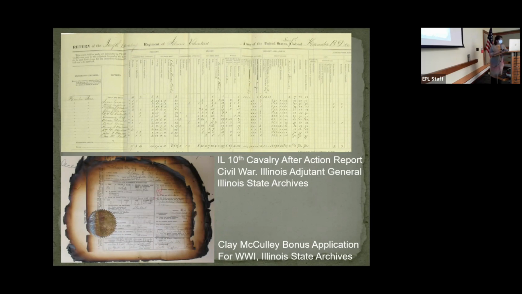There's an index, a card file that was intact. But again, 80% of these records were destroyed. So you can find the name in the card file. Doesn't necessarily mean that the record itself survived. So the state of Illinois just finished digitizing these, so they should be going up on the state archives in the near future.